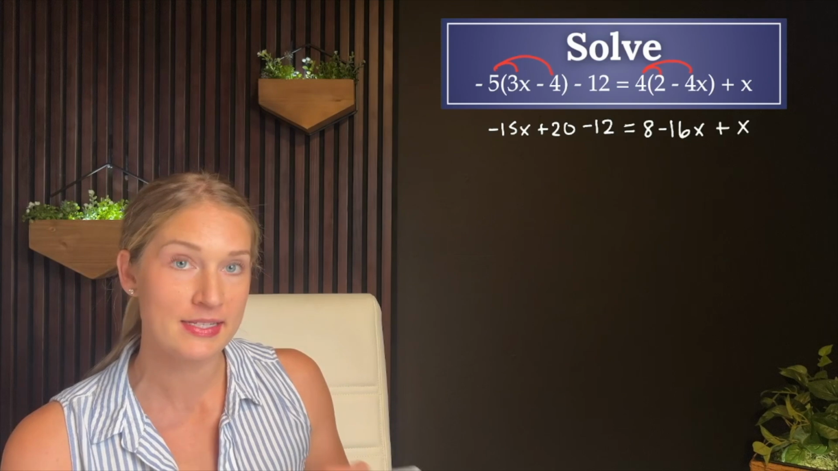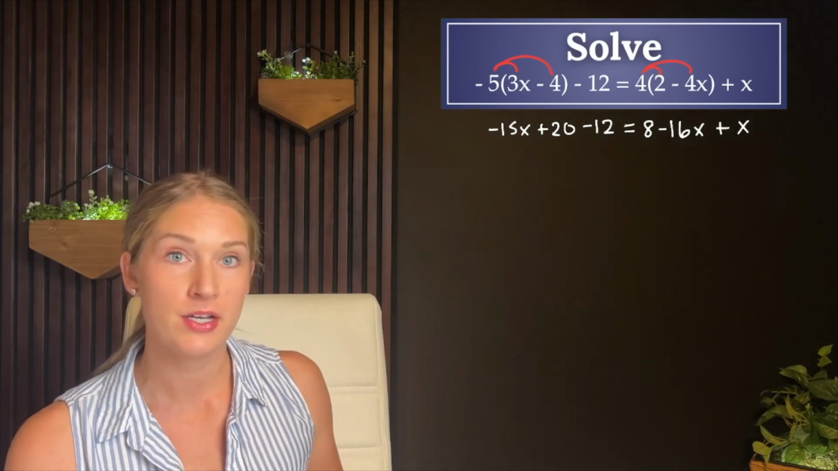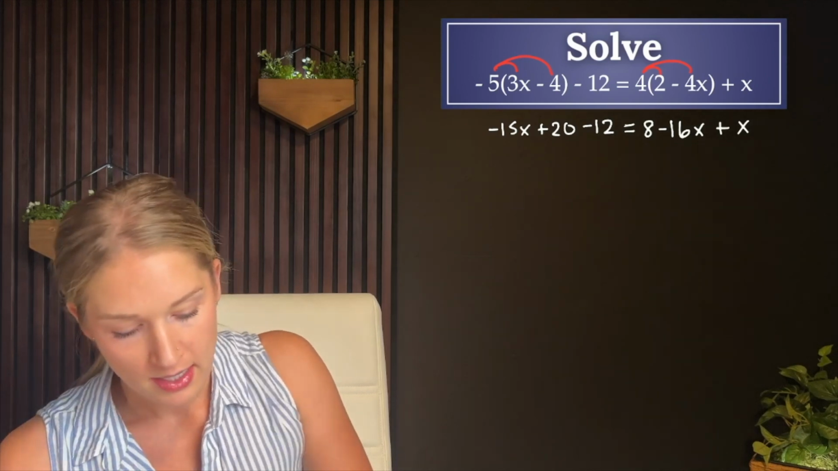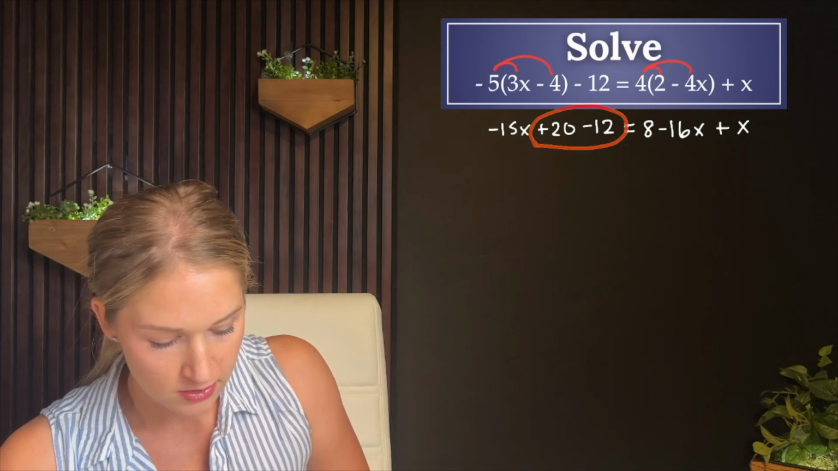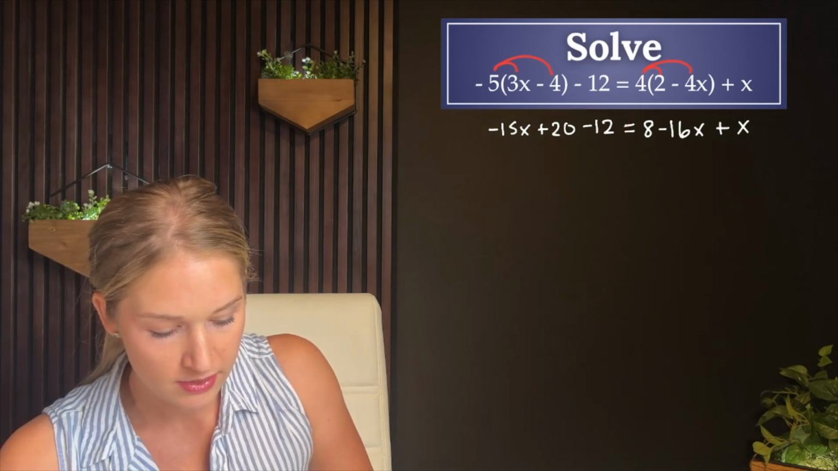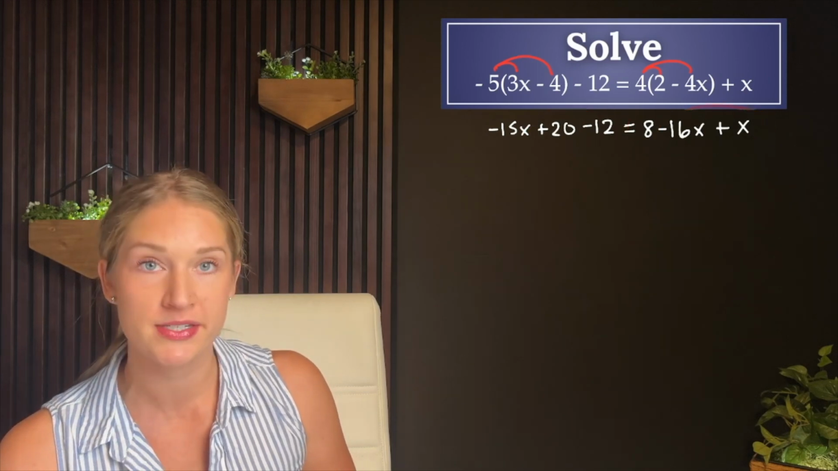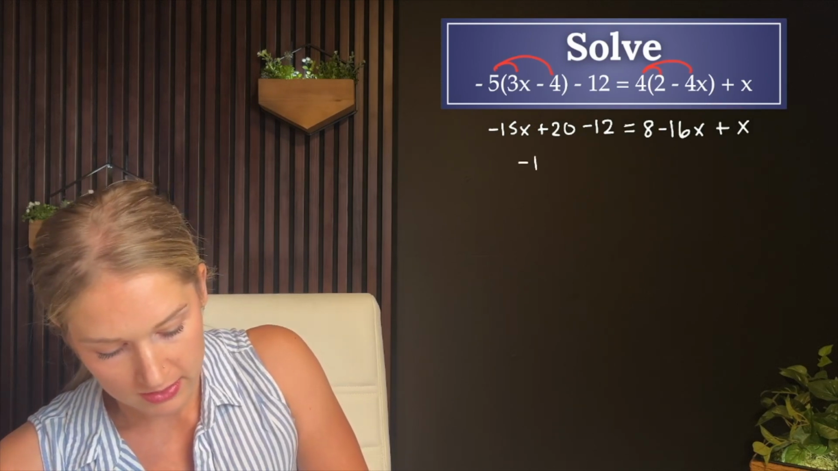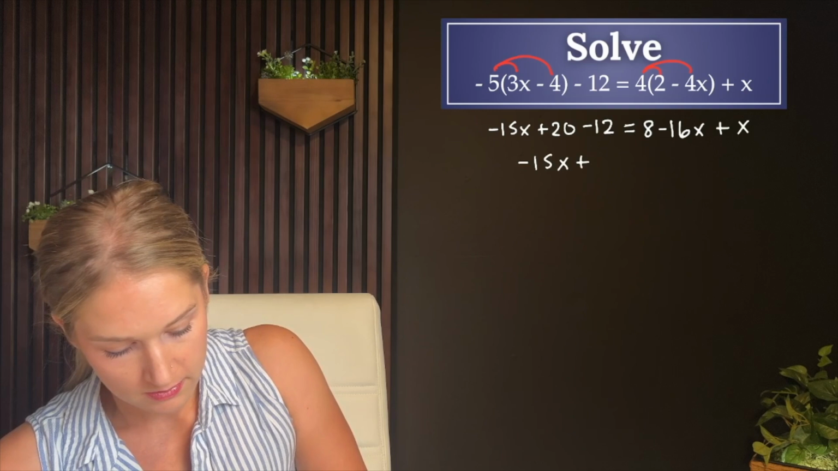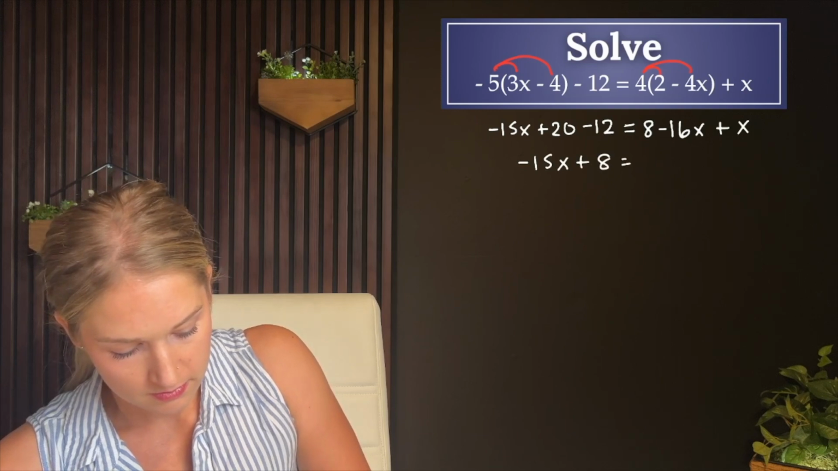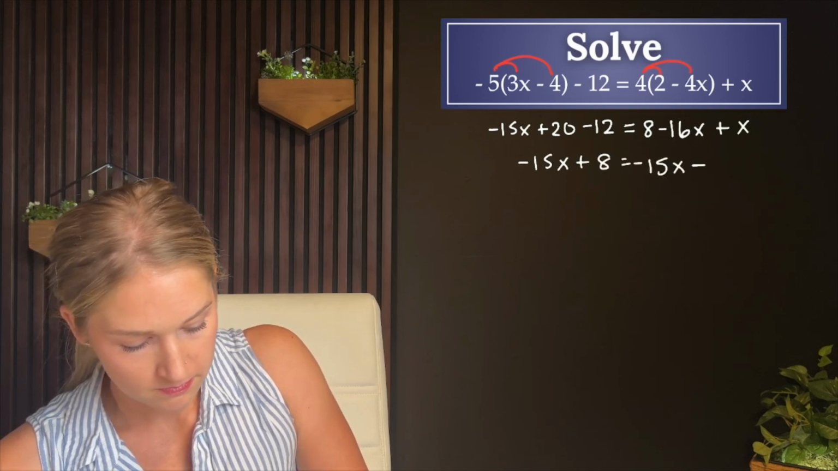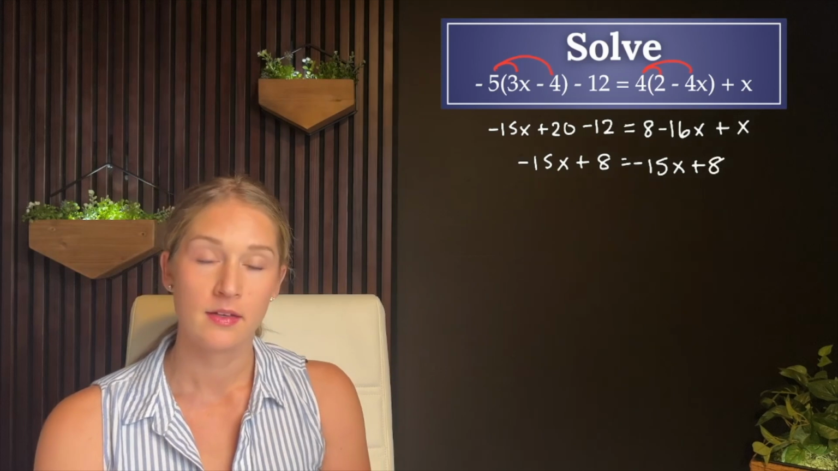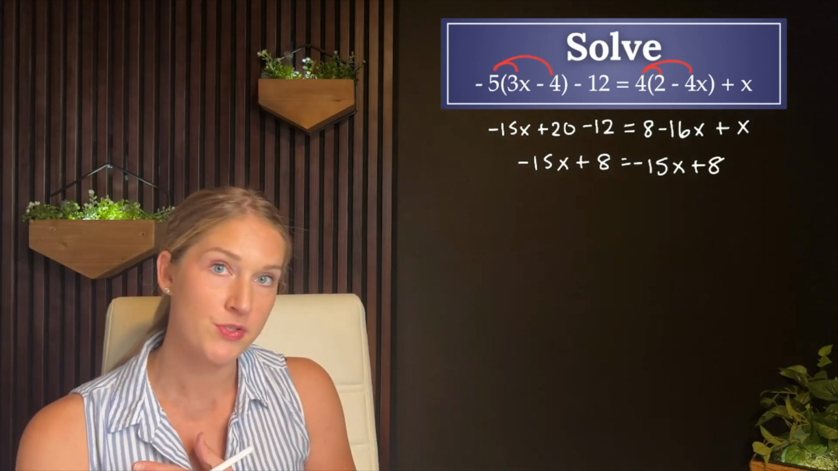Keep simplifying. I did the multiplication, so now I go into any adding and subtracting. I see a couple like terms, 20 and negative 12, and then negative 16 and positive x. Those are two terms that I can combine. So I combine them. And now I go ahead and get all my variables on one side.